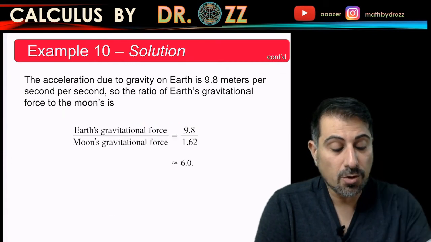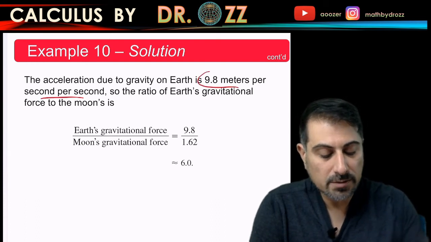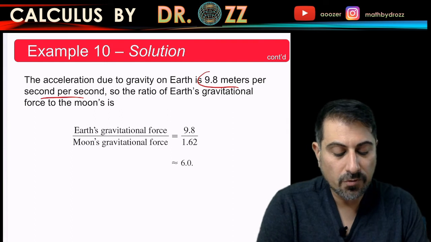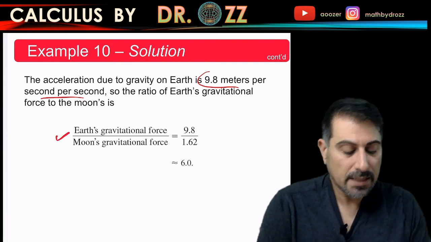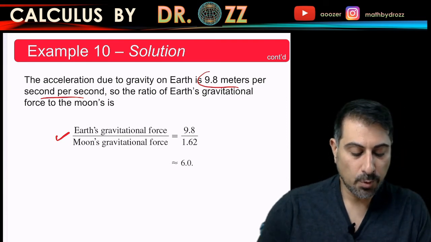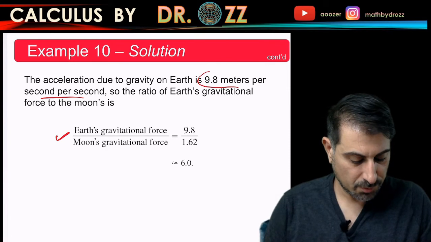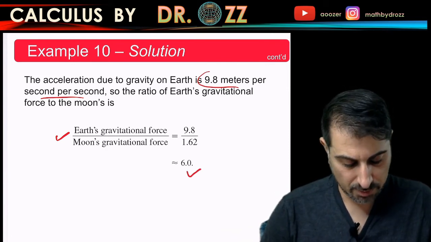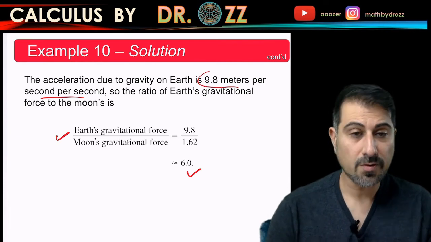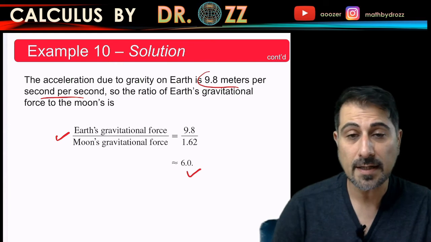And we know that on Earth, it's about 9.8 meters per second squared. So the ratio of the Earth's gravitational force to the moon's would be 9.8 divided by 1.62. And this ratio takes you to approximately 6.0, which essentially means that on Earth, objects fall almost six times faster.